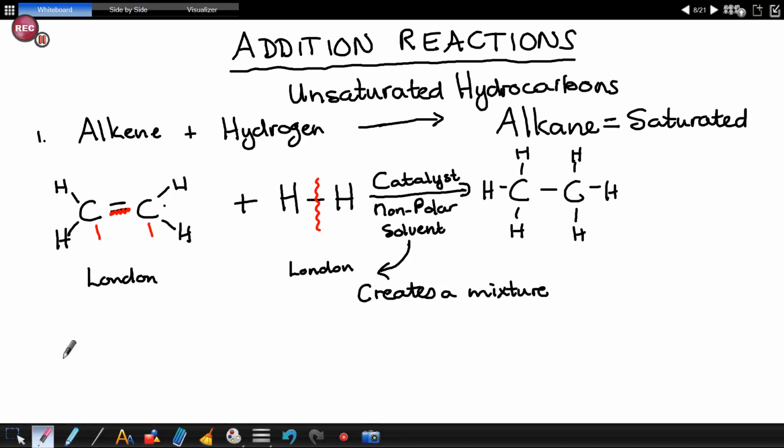And adding hydrogen is what? Hydrogenation. So this special addition reaction is hydrogenation. Adding hydrogen. So it's addition of hydrogen.